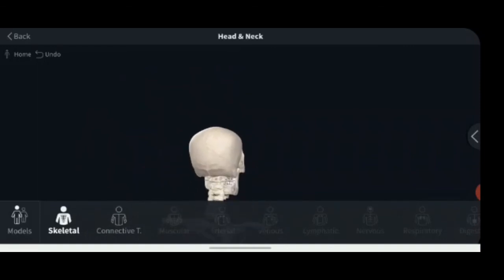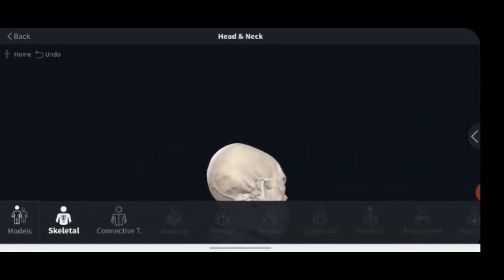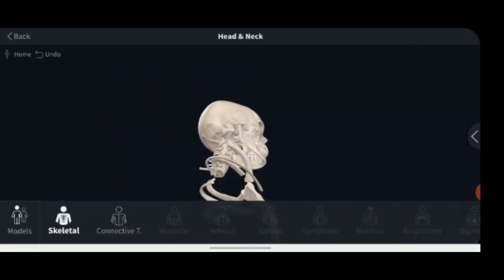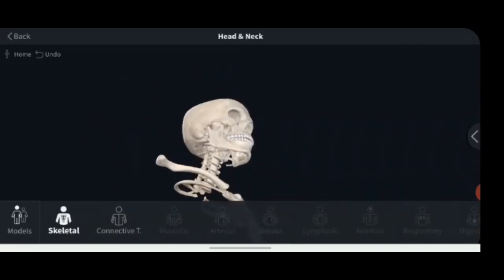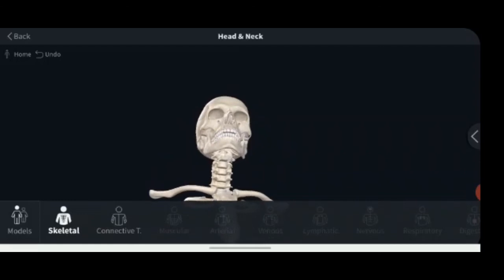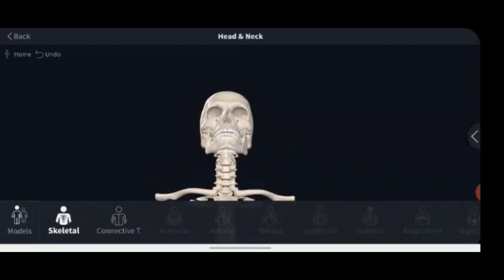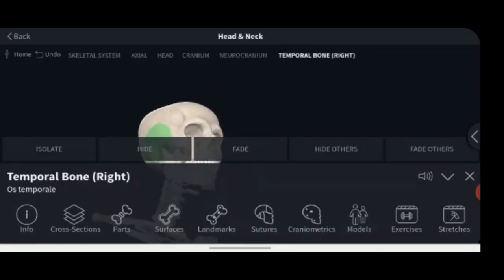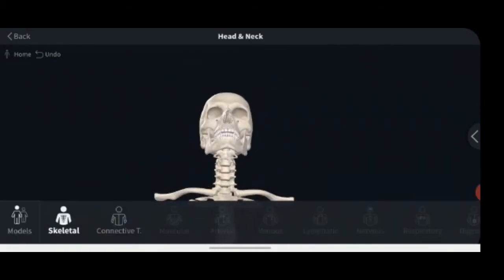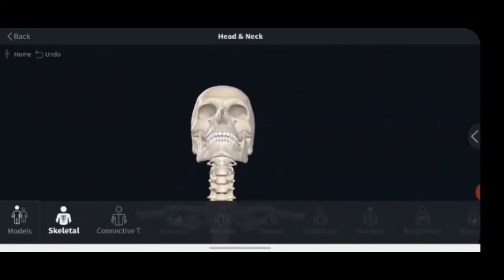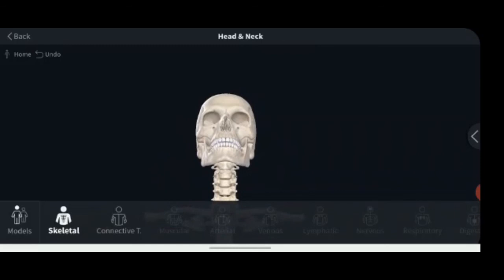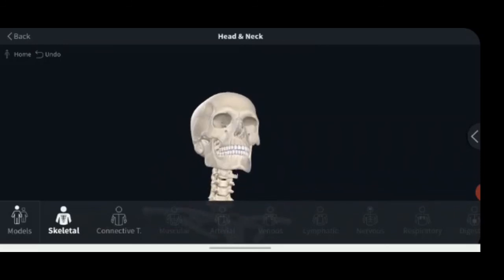This is one way to study the skull, that is to view the skull from different views, the different normas: norma frontalis, norma occipitalis, norma lateralis, and norma verticalis. These are the various views.